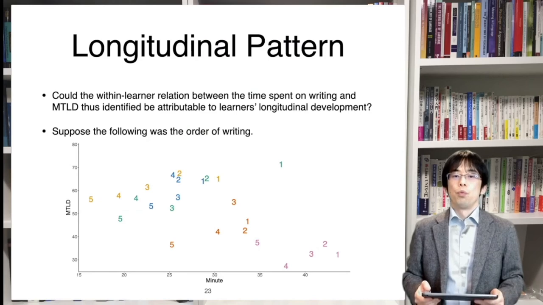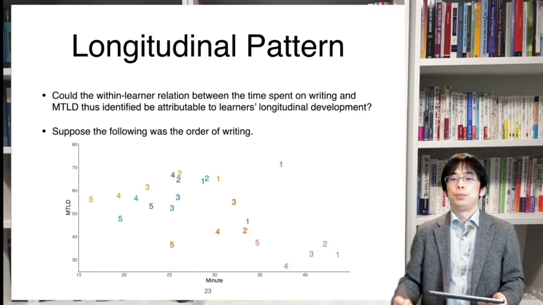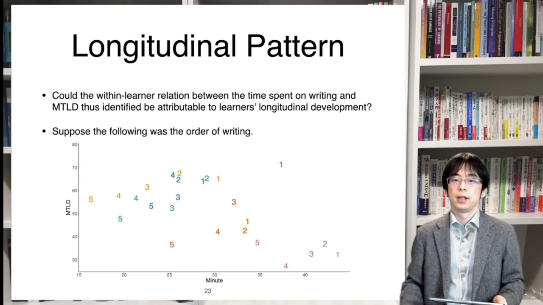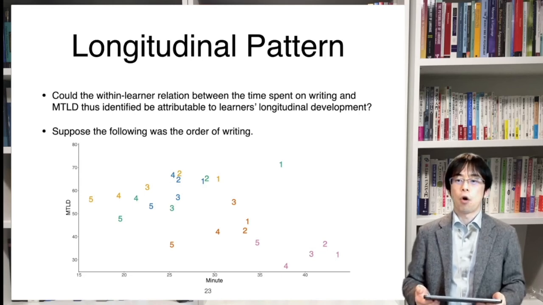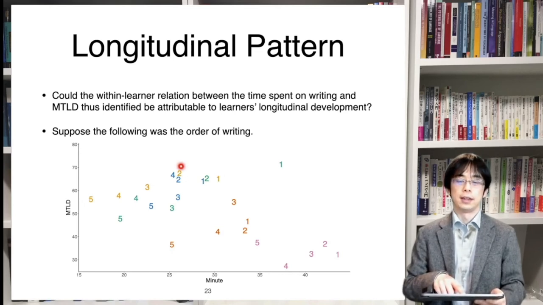Up until here, we have not been concerned with longitudinal development. What we were looking at was the relationship between two variables within individual learners, but we were not looking at longitudinal development as such. So could the within learner relationships between the time spent on writing and MTLD thus identified be attributable to learners' longitudinal development? Let us suppose this figure shows the order of writing within individual learners. So as far as the orange learner is concerned, this is the first writing that he or she wrote, and this is the second one that the person wrote, followed by this writing, and so forth.